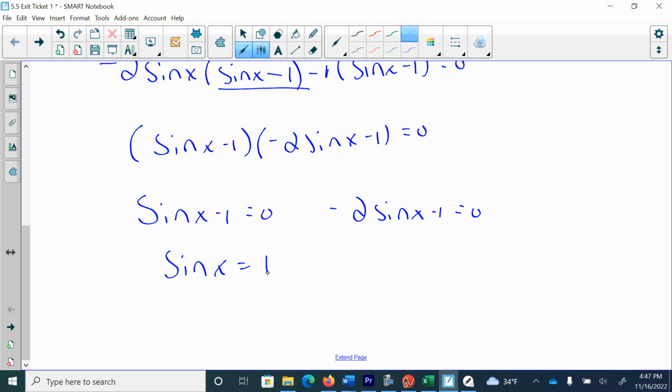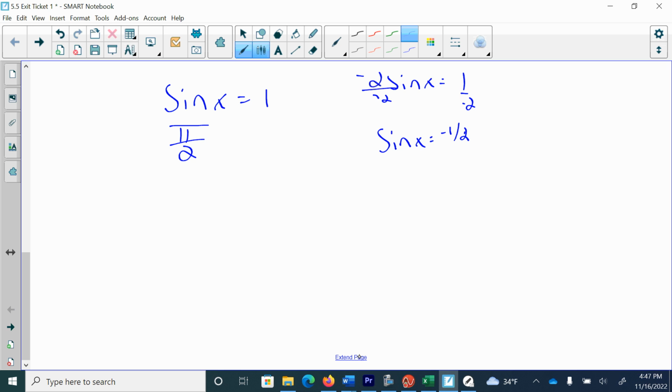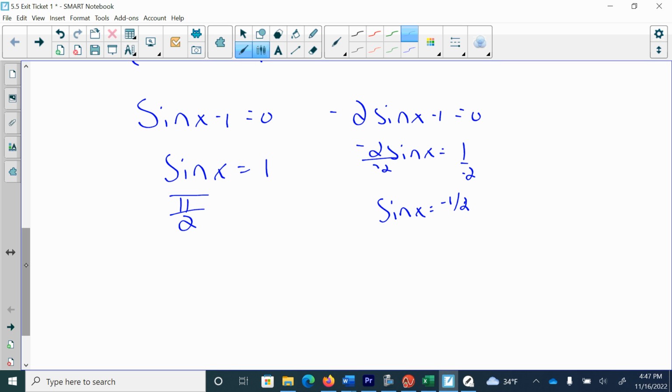When does the sine equal 1? And that happens at pi over 2. Here I'm going to add 1 to both sides. So I'm going to have negative 2 sine x is equal to positive 1. Divide both sides by negative 2. And I'm going to get sine of x is equal to negative 1/2. So then I ask myself, when does the sine of x equal a negative 1/2? And that happens at 7 pi over 6 and 11 pi over 6.